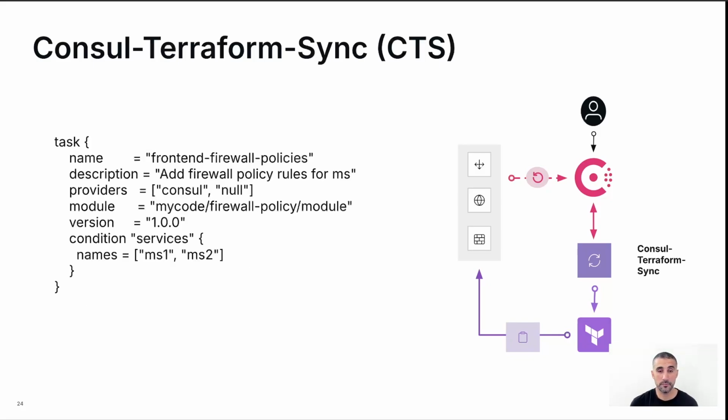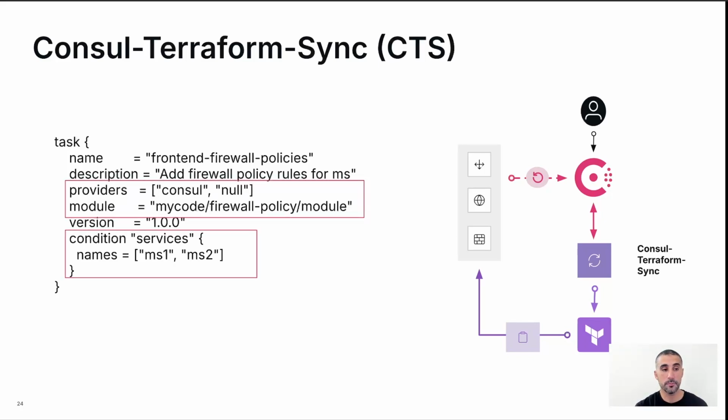Here is an example of a small task. The task is an automation that you create, let's say to add a DNS or to update the firewall. You always have the same recipe: you're going to create a task. This configuration, as an example here, defines a firewall policy for the front-end service, or microservice one, and how it communicates with microservice two.